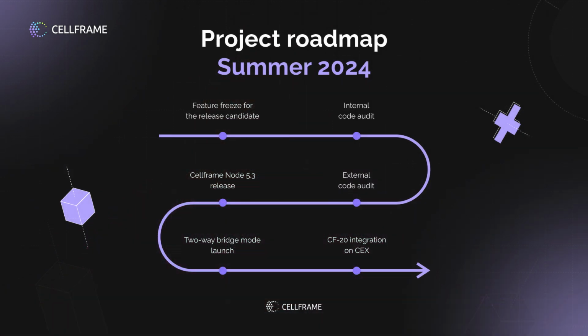News about two-way bridge mode. At the end of May, early June, we plan to freeze the current release candidate branch and stop accepting new features into it. After this, we will conduct an internal audit and at the end of June, an external audit. That is, we will spend June on testing, bug fixes, and security patches.